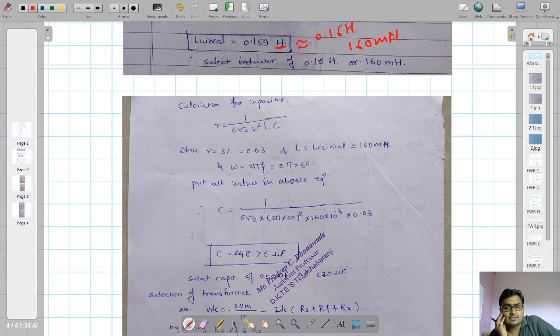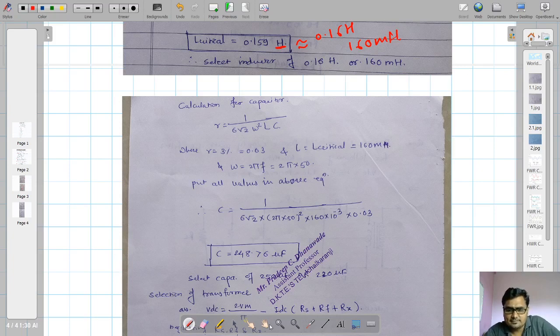So it means now I have to use a bleeder resistor. Somewhere at the last I have to calculate the value of the bleeder resistor compulsorily. Because 160 millihenry is not available, I will take 100 millihenry or maybe 150 millihenry if it is available. Whatever nearby value to 160 millihenry is available, I will take that value. So selection of inductor is done now.